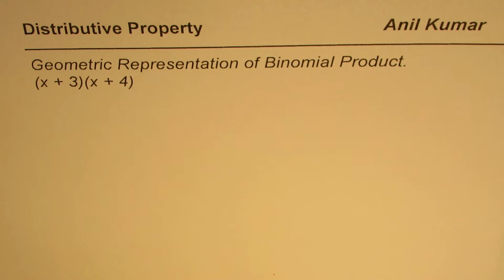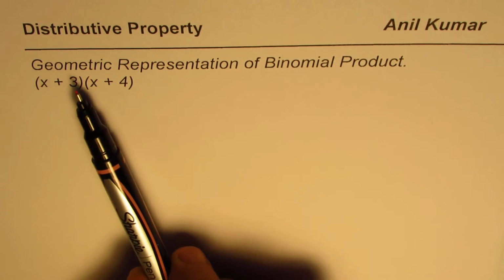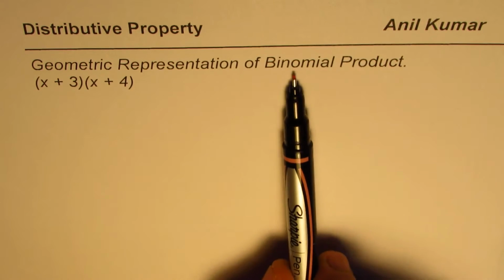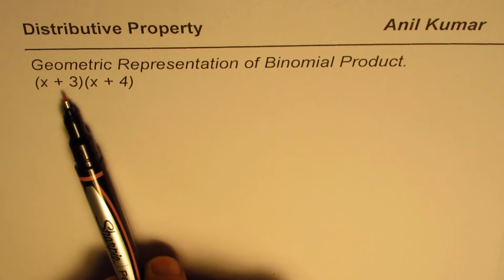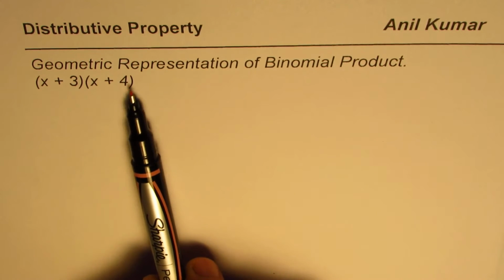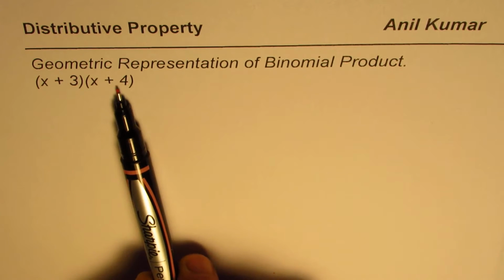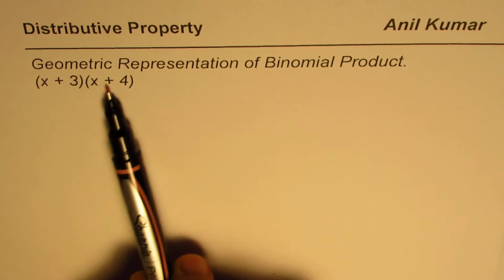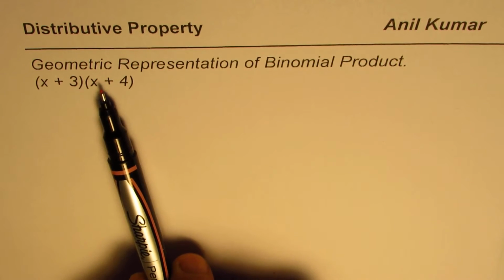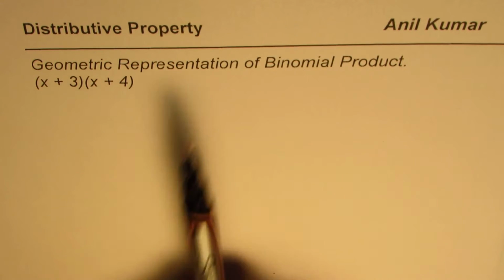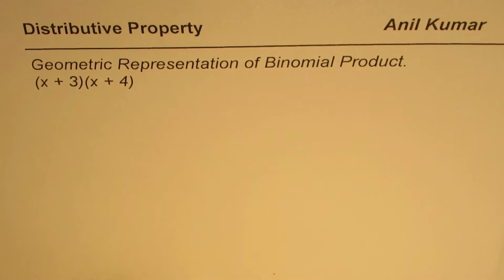In this particular video, you will look into the geometric representation of a binomial product. As an example, we have taken x plus 3 times x plus 4. Both are binomials, and let us see how to multiply them. We'll first do it geometrically and then apply the distributive property and see if we get the same result.